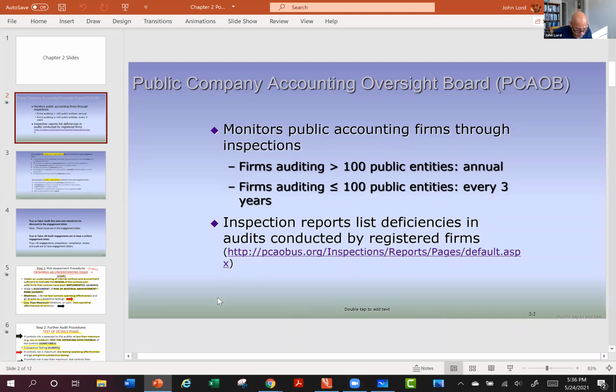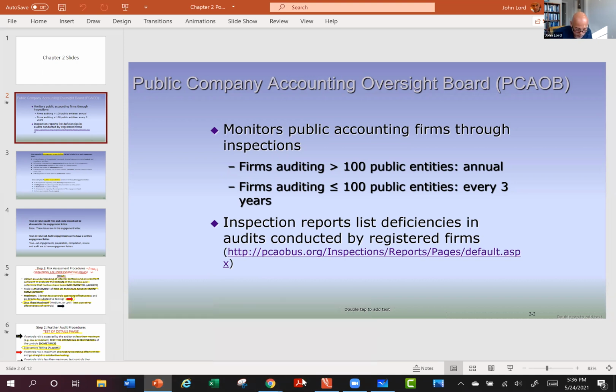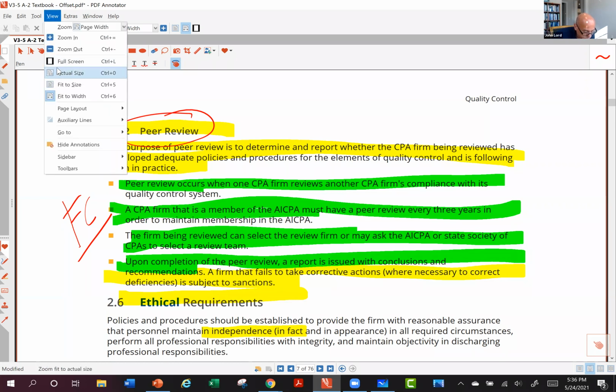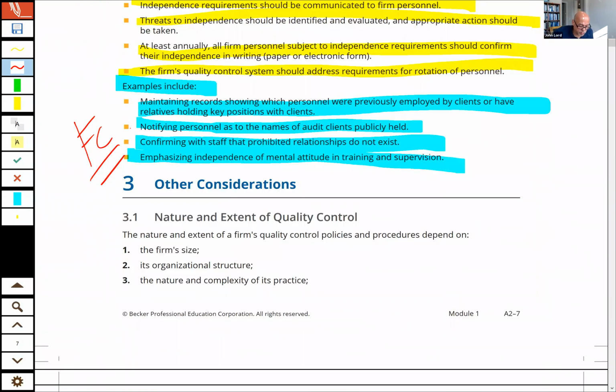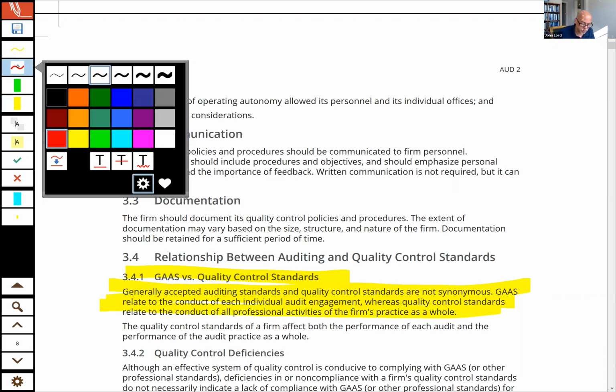Okay, good. Any question on any of this so far? Okay, good. And then as we said at the beginning, the quality control standards really talk about what? Talk about the structure of the entire firm, right? Whereas our GAS standards talk about how we should conduct each individual engagement, okay? So flashcard that comparison.